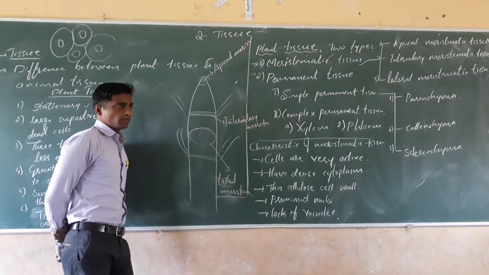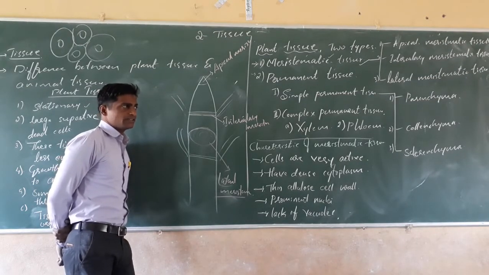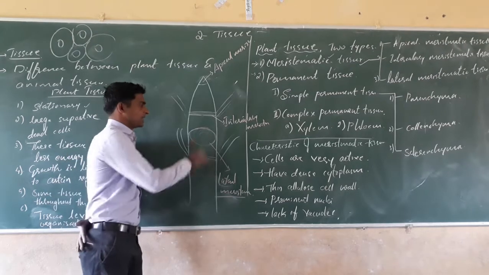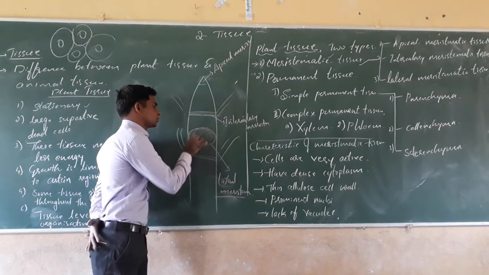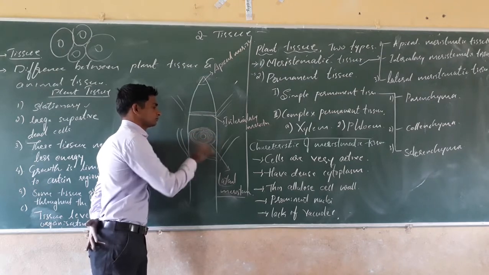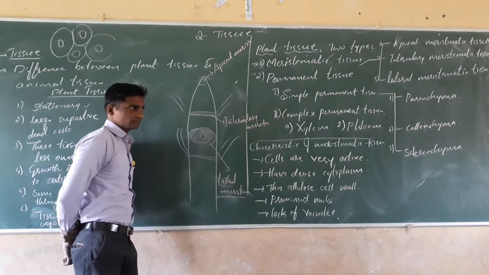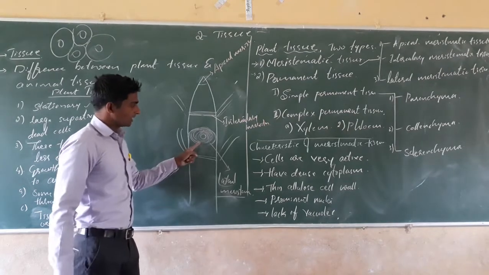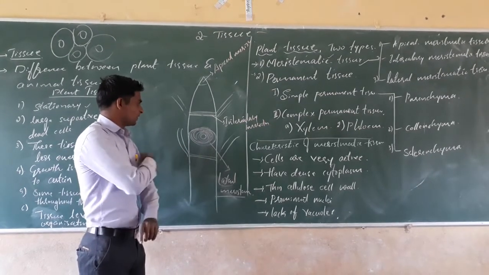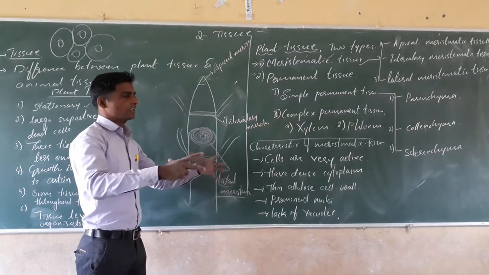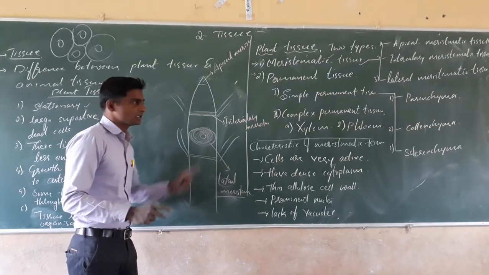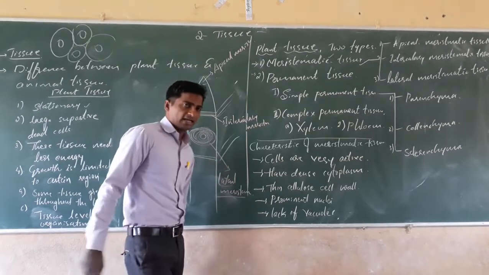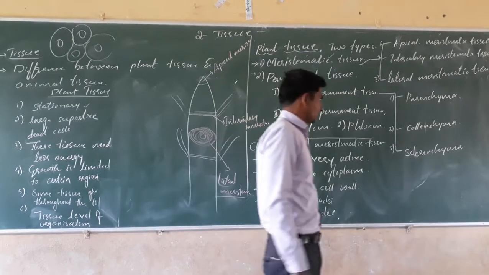Due to the presence of lateral meristem, that is the lateral meristematic tissue, the width of the plant increases. It means the plant stem becomes wider due to the presence of lateral meristem. Understood?